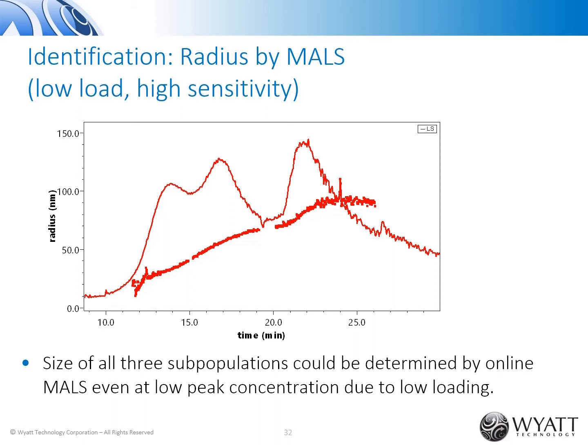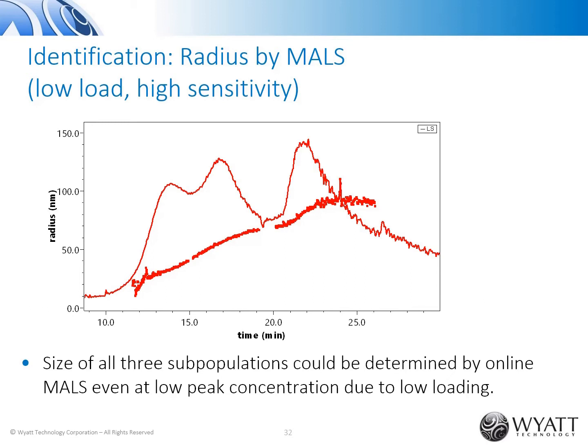At low sample load, dynamic light scattering will not give us satisfactory results. MALS, the static light scattering, is 100 times more sensitive than DLS. Here is an example of the same exosome with lower injection amount. MALS still gives us exact sizes under the more dilute conditions.